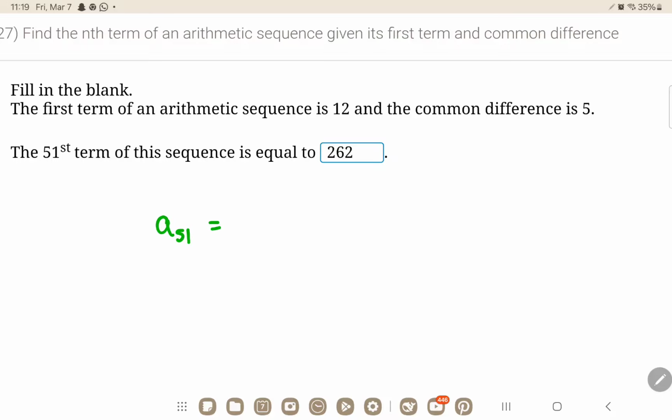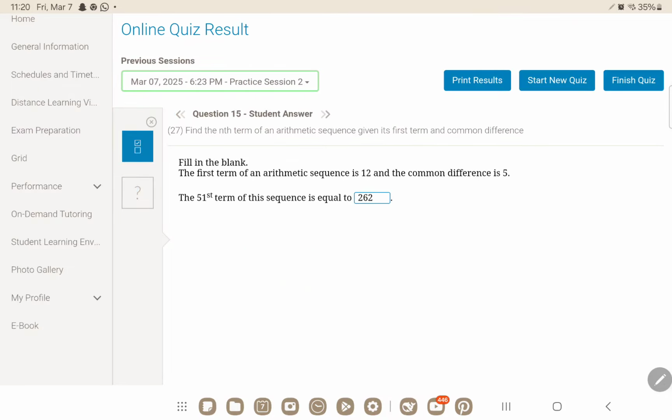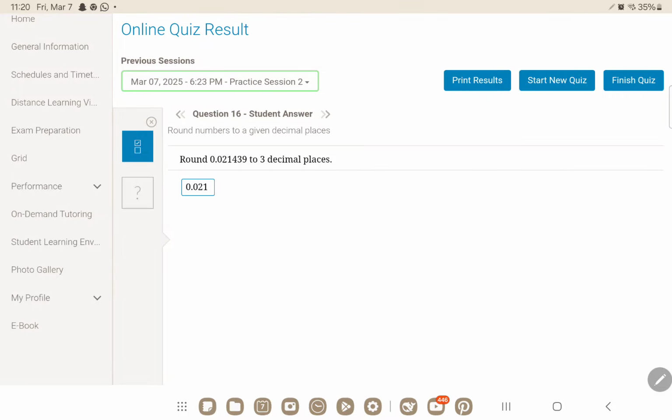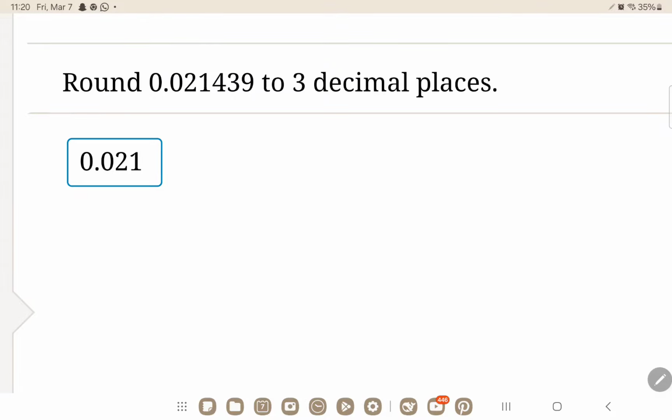Okay. They want the 51st term of the sequence, so A51 is equal to A1, which is 12, plus n minus 1, which is 51 minus 1, times 5. So 12 plus 50 times 5, which is 250, gives you 262. Moving on. These are all like old chapters so far. We probably took this like a few years ago, but I don't know why it's being brought up.